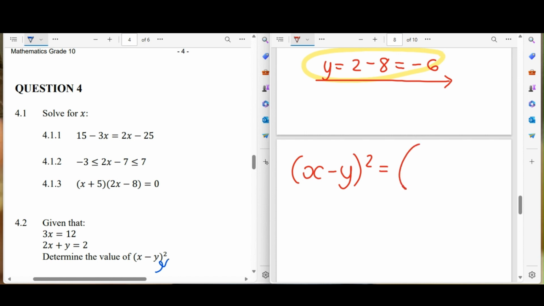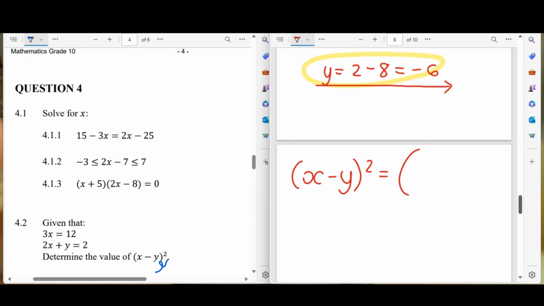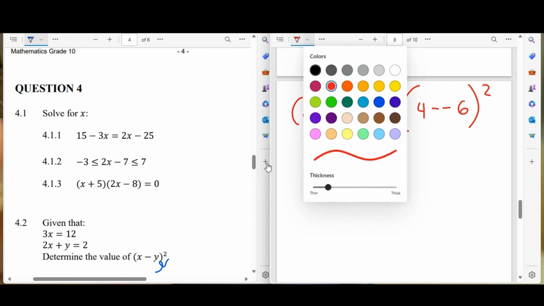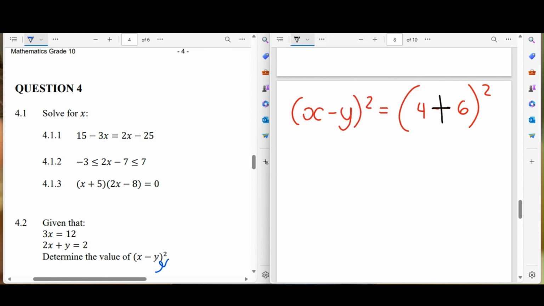So we know x is 4. Y is minus 6. So 4 minus minus 6, squared. A minus and a minus makes a plus. So we are going to end up with 4 plus 6. So 4 plus 6 is 10 squared. 10 squared is 10 by 10. So 10 times 10, which is 100. That is the final answer for that one.